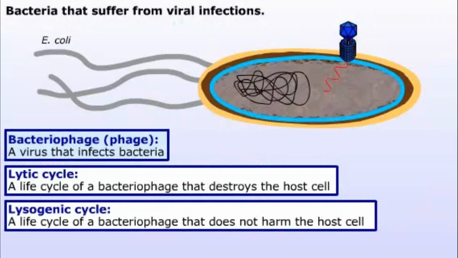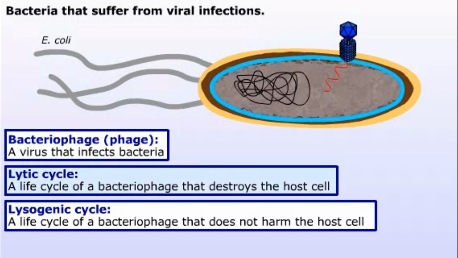Bacteria can also get viral infections. Bacteriophages, or phages, are viruses that infect bacteria. For example, the phage shown here infects E. coli, a species of bacteria found in the human intestine. The capsid of the phage consists of a polyhedral head and a helical tail, composed of protein.